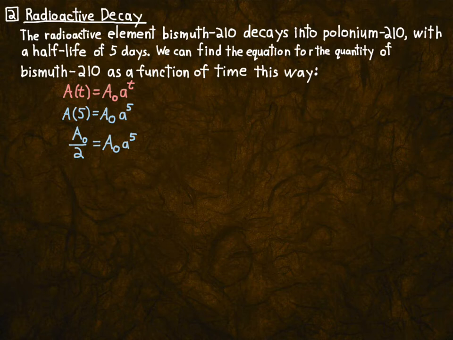Now notice that, first of all, if A sub 0 is 0, then you started with no bismuth 210, and of course you'll end up with no bismuth 210. So that's not interesting, we can ignore that case, so we can assume that A sub 0 does not have the value of 0. And that means that we can divide both sides by A sub naught. A sub 0. Naught, that's N-A-U-G-H-T, it means 0, A naught.